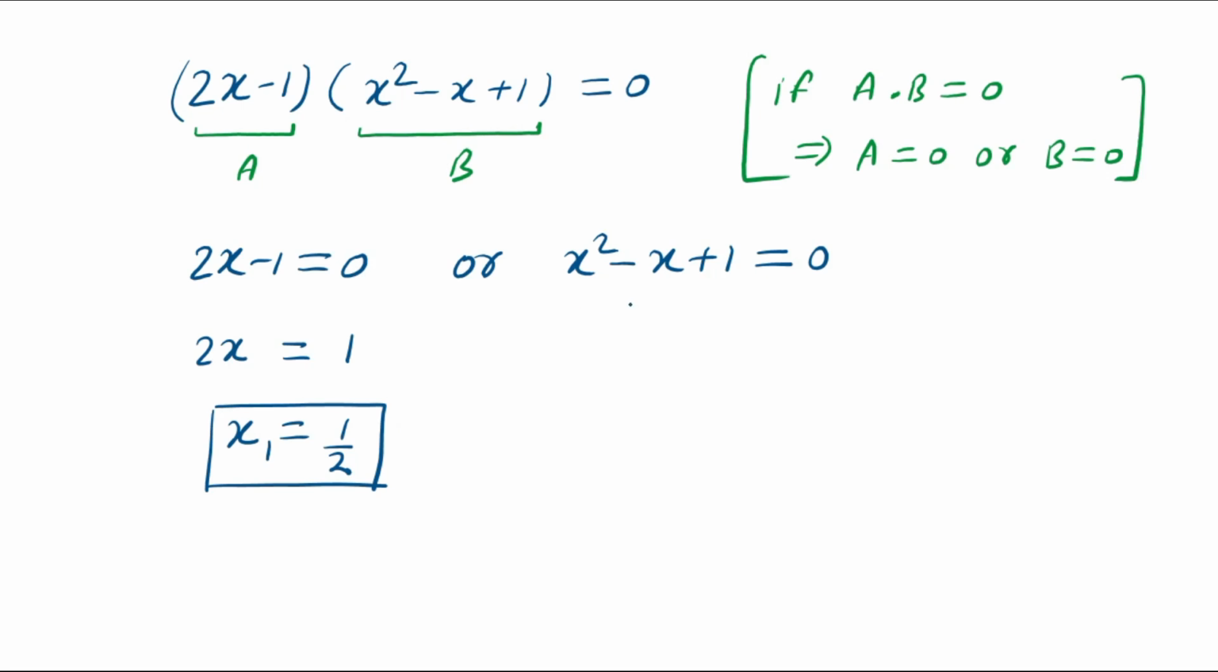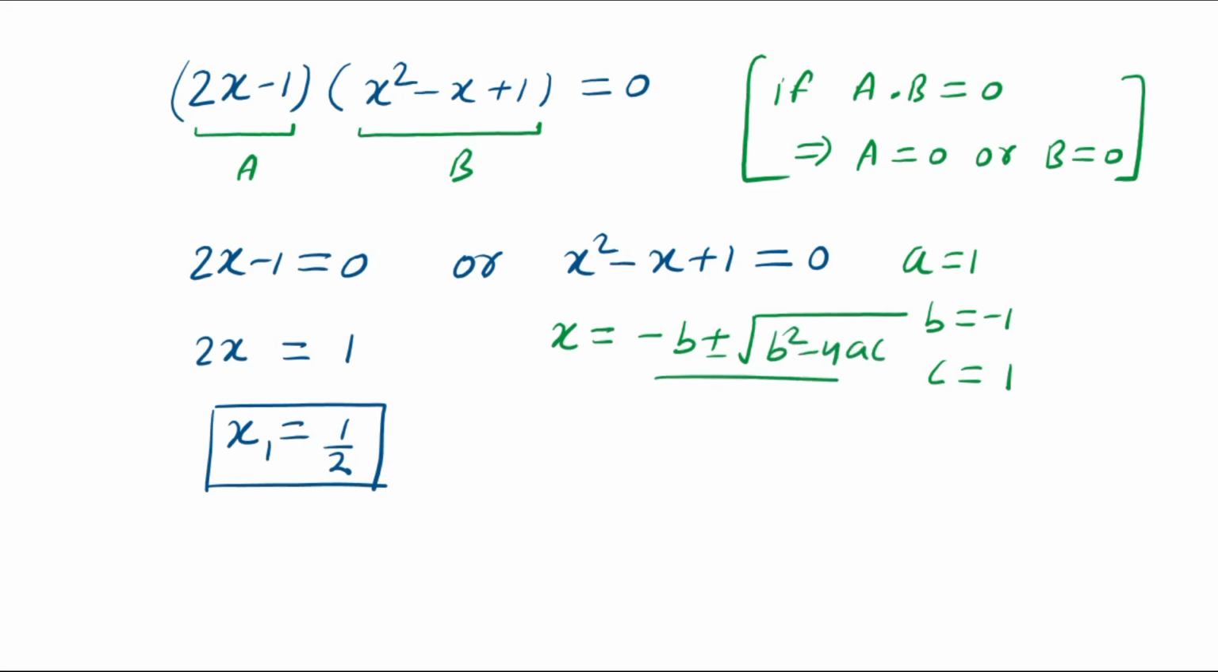Now solve this quadratic equation. Here the value of a is 1, the value of b is equal to minus 1, and the value of c is equal to 1. And this quadratic equation is not factorizable. Here we will apply the quadratic formula. We know that the quadratic formula is x equals minus b plus minus square root of b square minus 4ac over 2 times a.